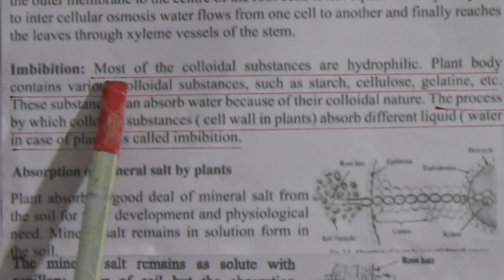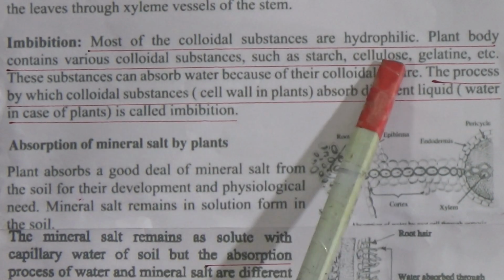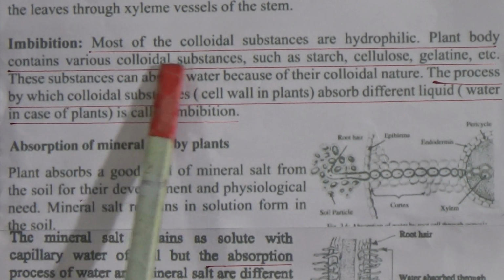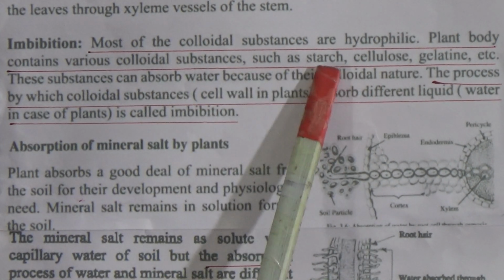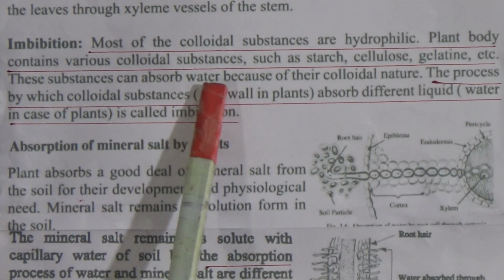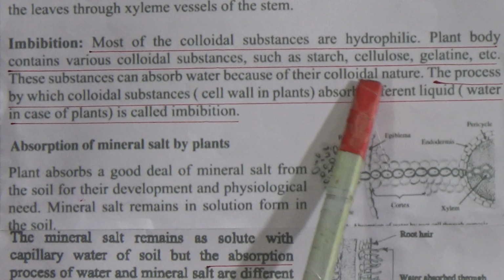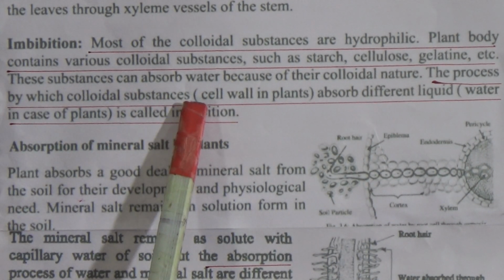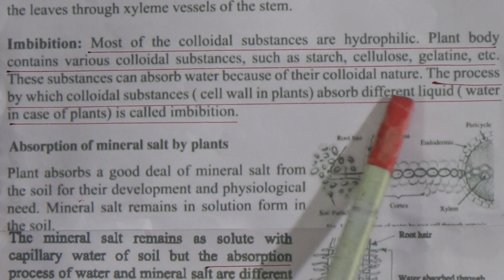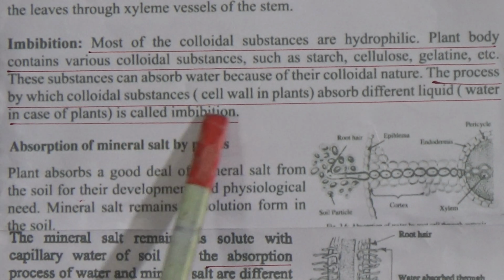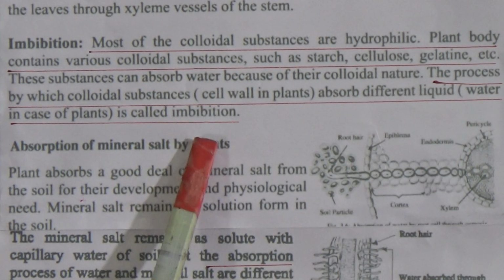Now come to imbibition. The definition of imbibition: most of the colloidal substances are hydrophilic. The plant's body contains various colloidal substances such as starch, cellulose, gelatin, etc. These substances can absorb water because of their colloidal nature. The process by which colloidal substances like the cell wall in plants absorb liquids like water is called imbibition. This is the definition of imbibition.